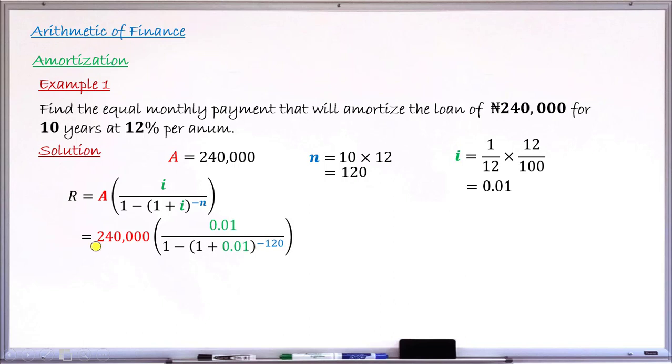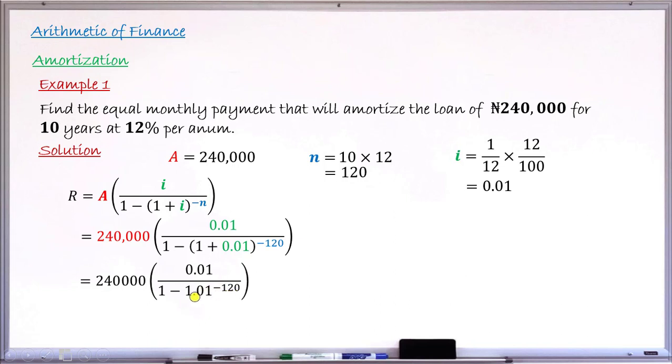So you now have 240,000. That is your A, multiplied by open bracket, inside the bracket your I, 0.01, over 1 minus, small bracket inside, you have 1 plus 0.01, and that bracket raised to the power of minus 120. 120 is your N. Look at it here. So what I'm going to do is to perform this addition in this inner bracket. So 1 plus 0.01 gives you 1.01, and the 1.01 raised to the power of minus 120.